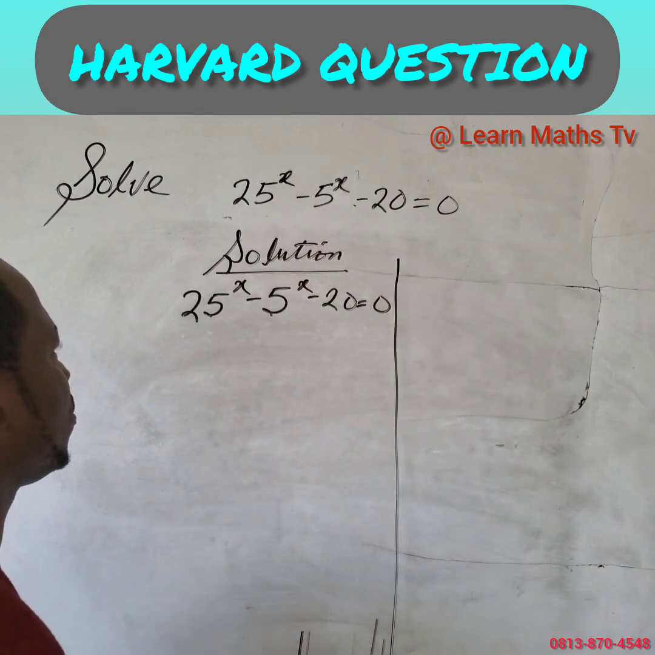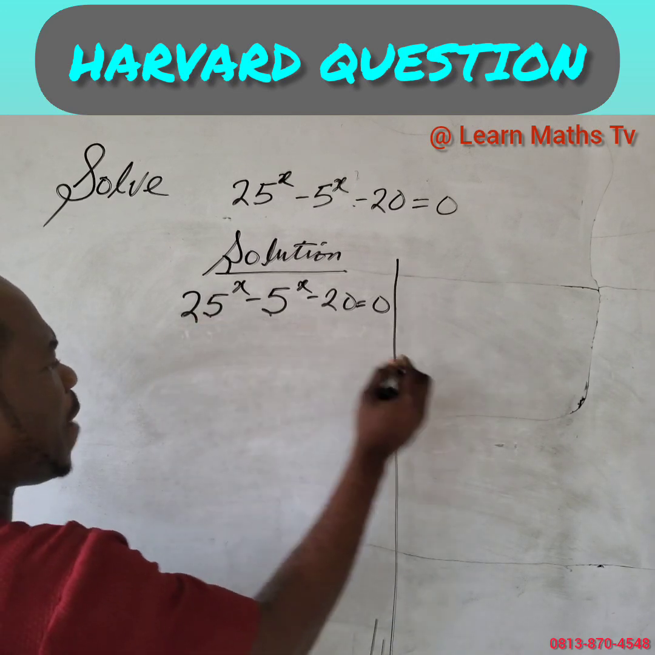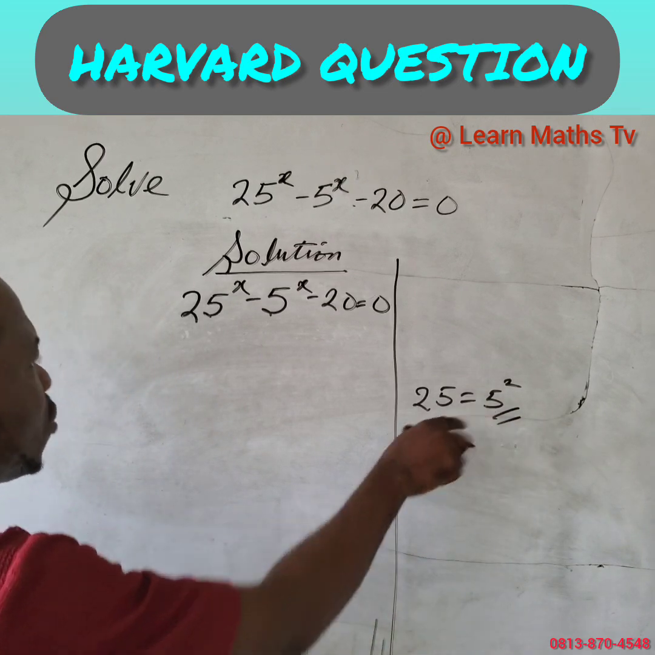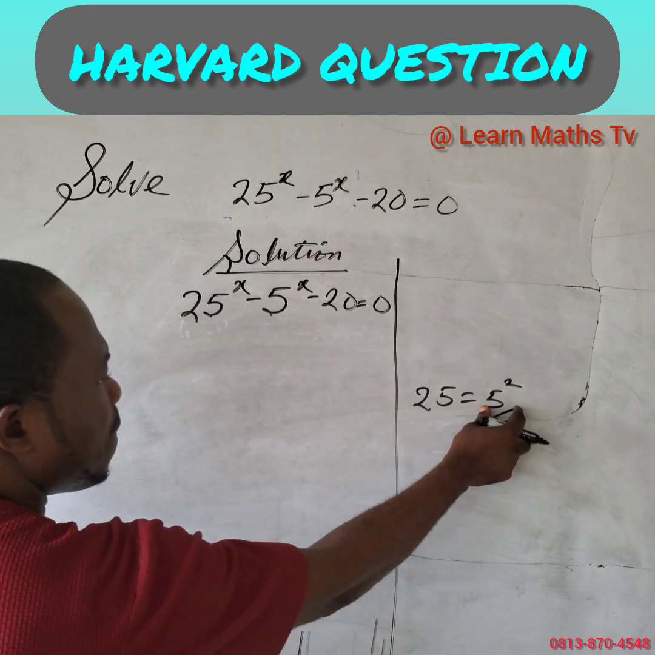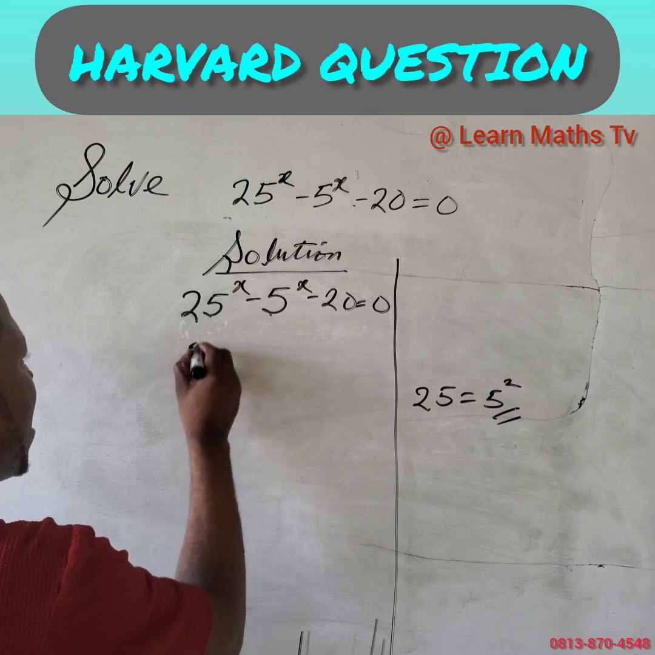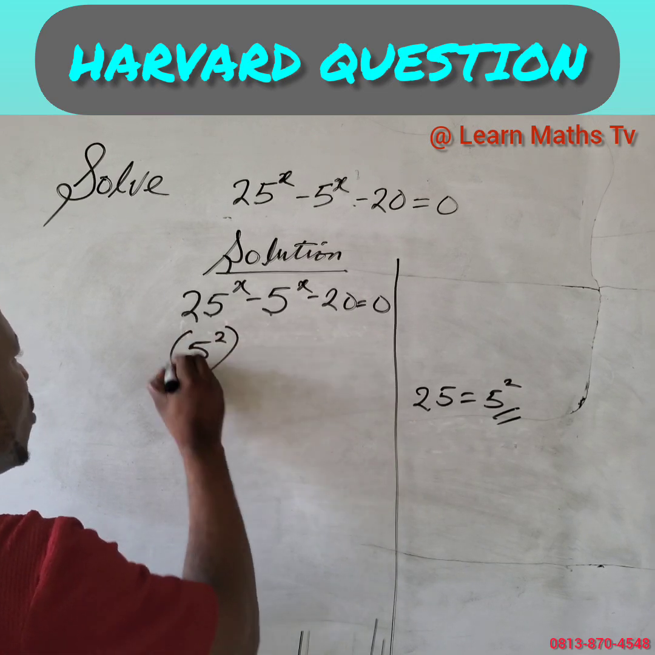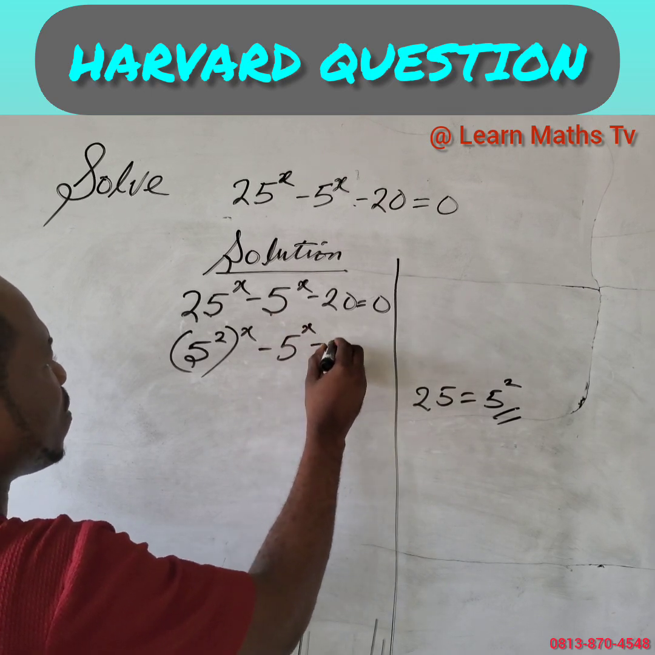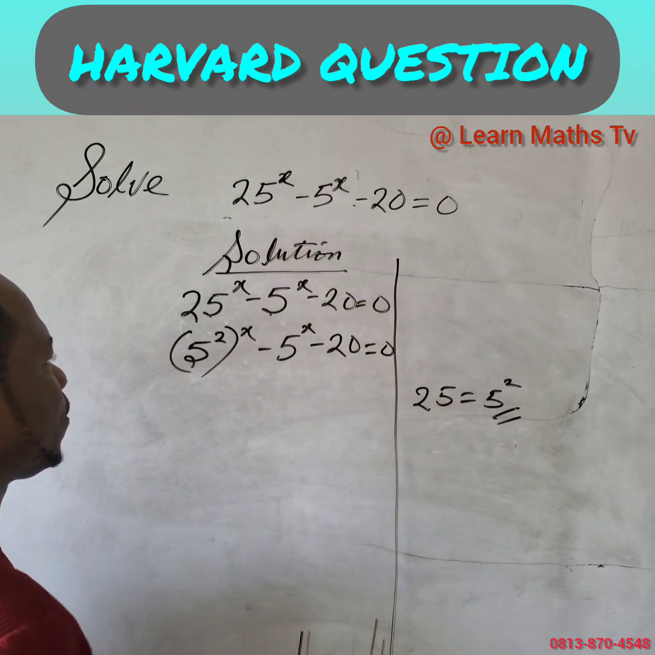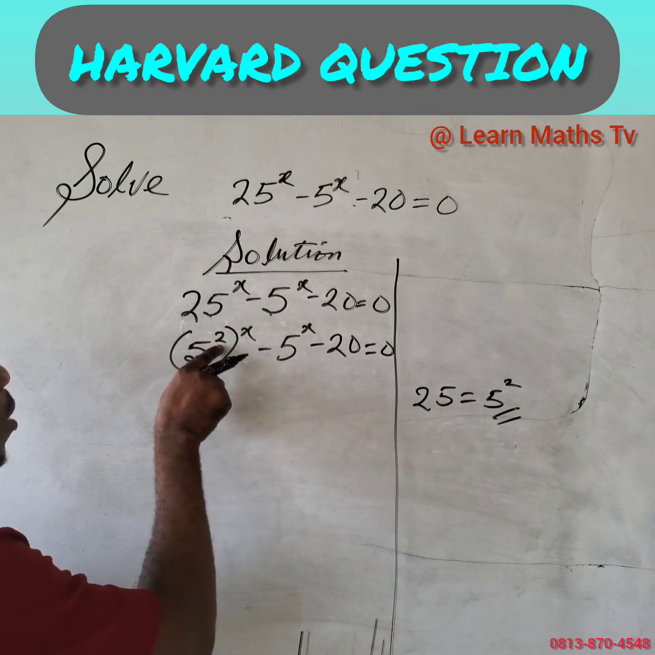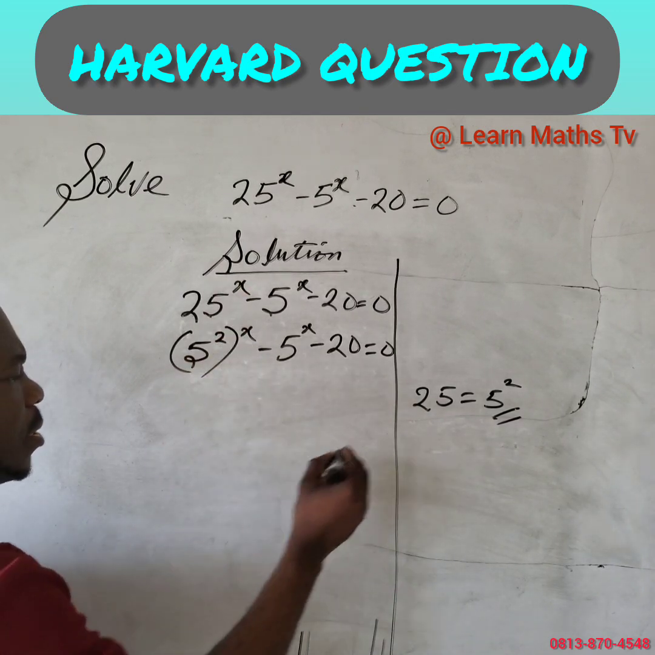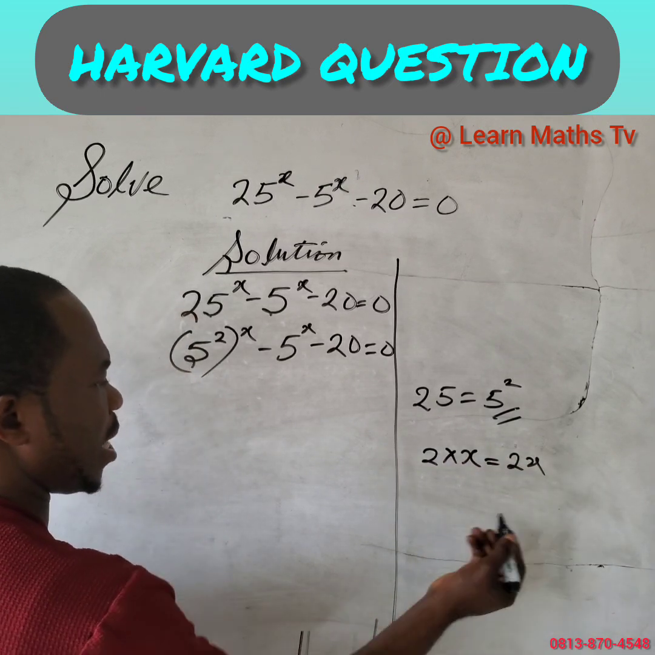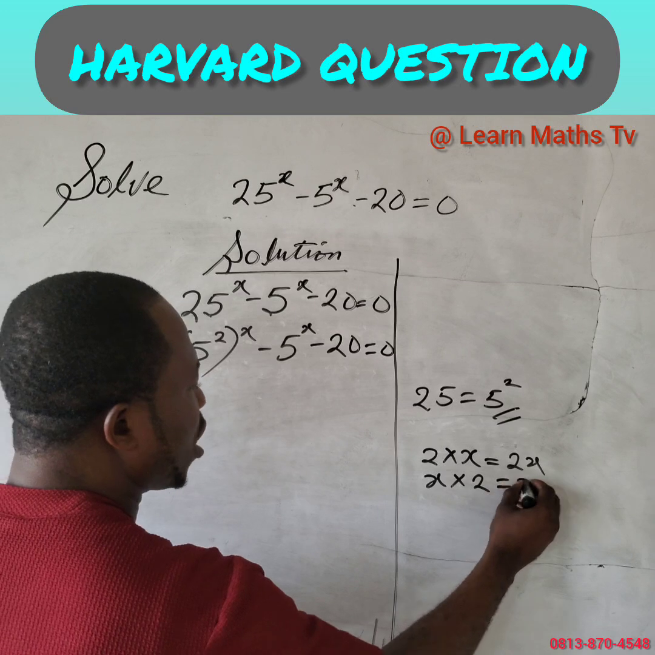is equal to 0. Permit me to say that 25 is equal to 5 raised to the power 2. If this is true, then I can substitute my 25 for 5 raised to the power 2, and as such I'll be having 5 raised to the power 2, all raised to the power x, minus 5 raised to the power x minus 20 is equal to 0. Now looking at this, we have 2 times x to be 2x. Also, I can say x times 2 will also give us 2x.